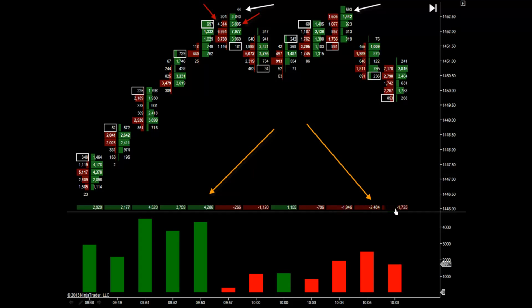Okay, so there's a couple of places you could have hit into the market here. An aggressive trade would be to fade the absorption first time to the high.